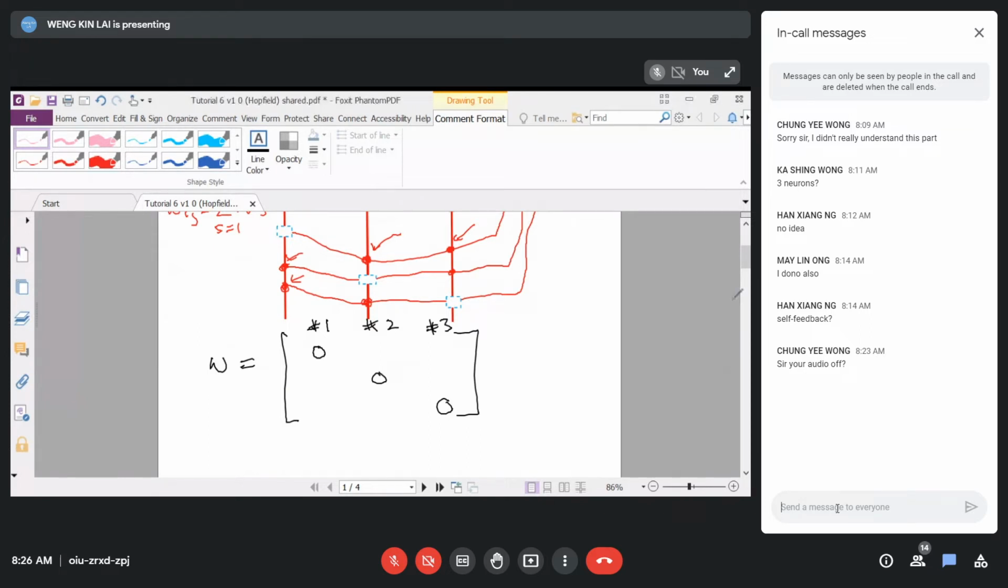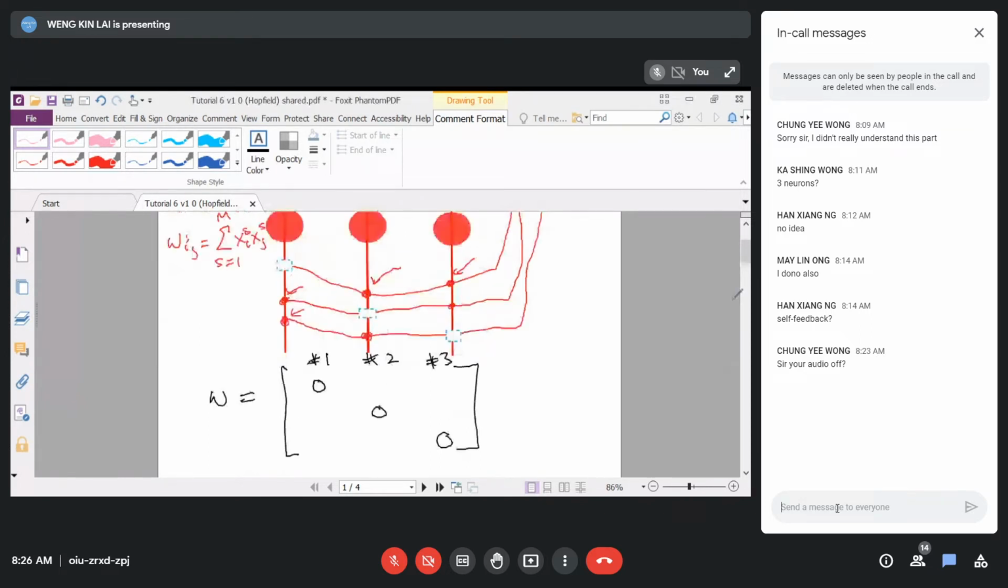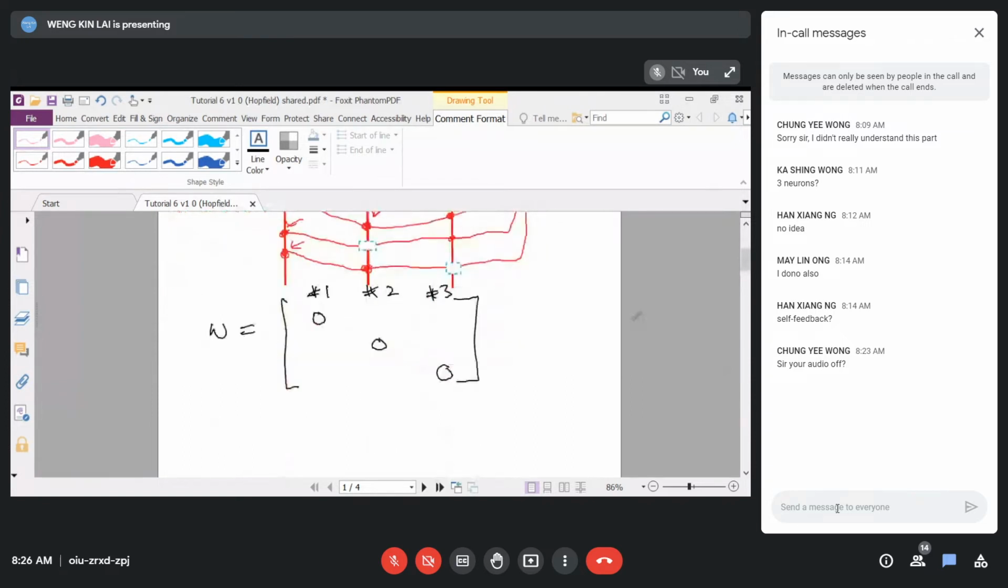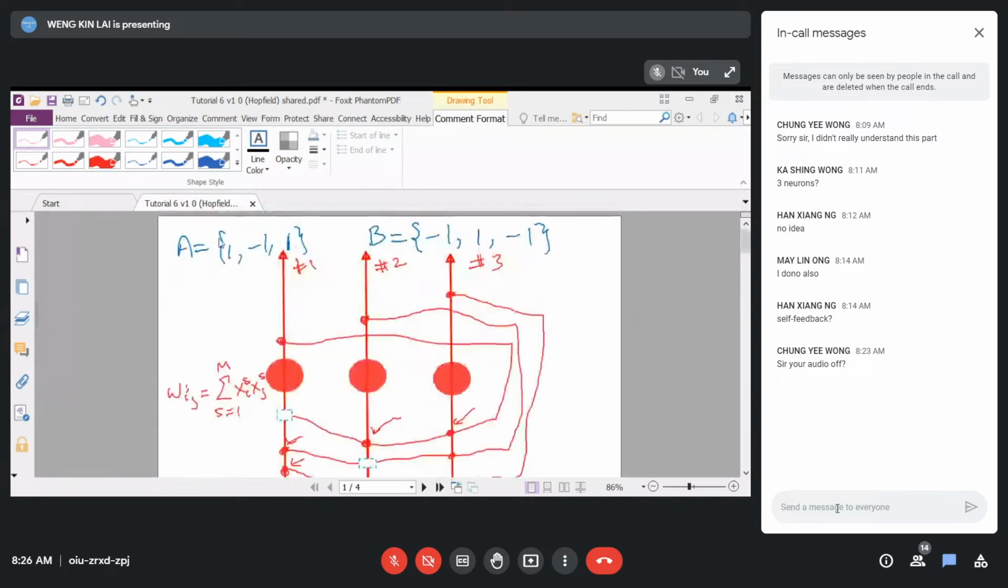Okay. So you look at the equation here. I'm looking at this pair, 1 is to 2. I have 1 for the first pattern A, so 1 times minus 1. Then sum up the second pattern, the same pair, so minus 1 and 1. What do I get? You get a minus 2. Is it clear?